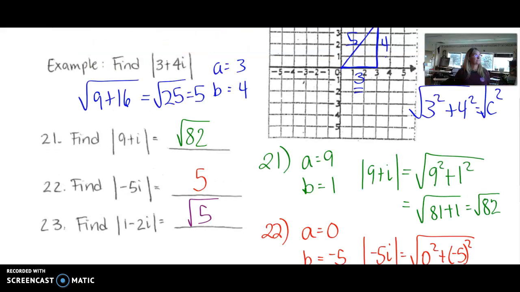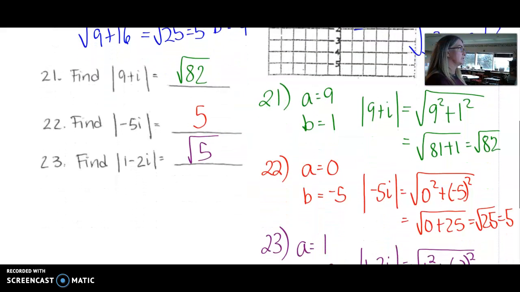All right, for number 21, you should get the square root of 82. The work is shown right here. Your A value will be 9, and the B value is the number in front of the i, which if there's nothing there, it's a 1. So A is 9, B is 1. Plug it into the formula, you should get the square root of 82.